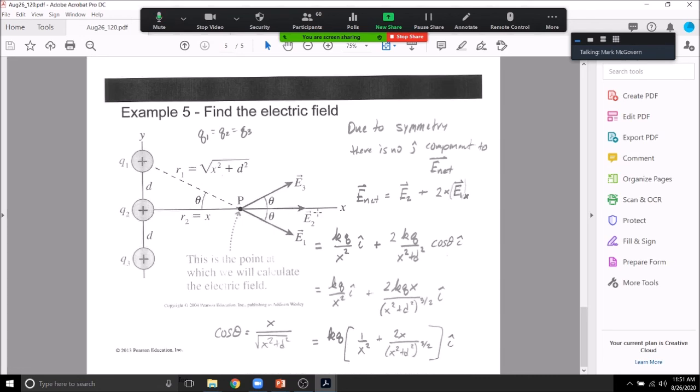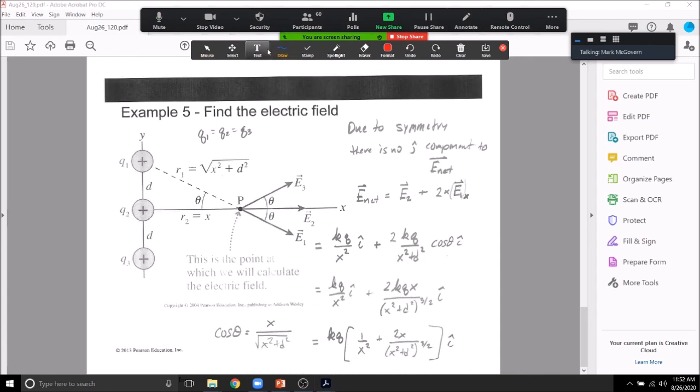Now, there's a symmetry argument you can make here. Due to symmetry, the electric field of 1 that goes up along the y-axis is going to match the electric field of 3 that goes down. So the j hat components of the electric field from 1 and 3 cancel each other out. And so what that means is your electric field is simply whatever the electric field from number 2 is, plus 2 times the x component of either one of those charges, because they are identical.